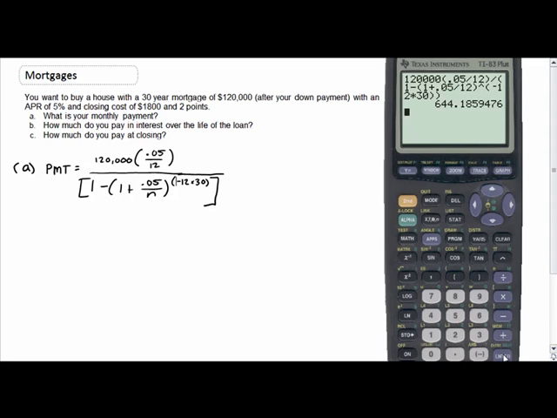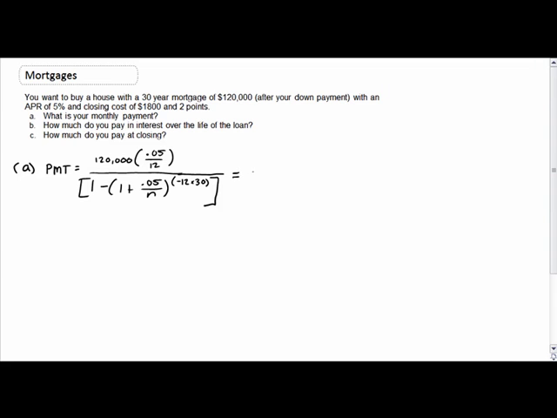Right, so for this house, 644.19 when I round. So there's your monthly payment for the mortgage. Of course, this doesn't include interest and property taxes and all that. So B, how much did you pay in interest over the life of the loan?